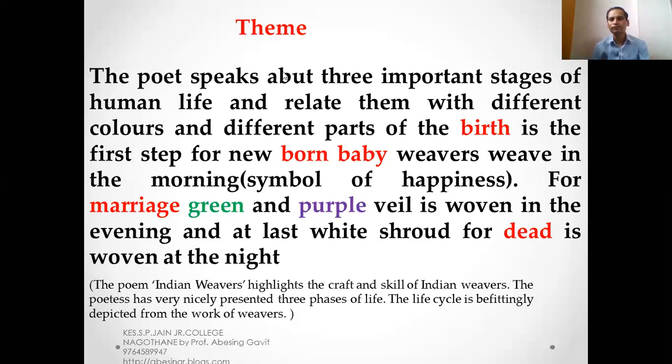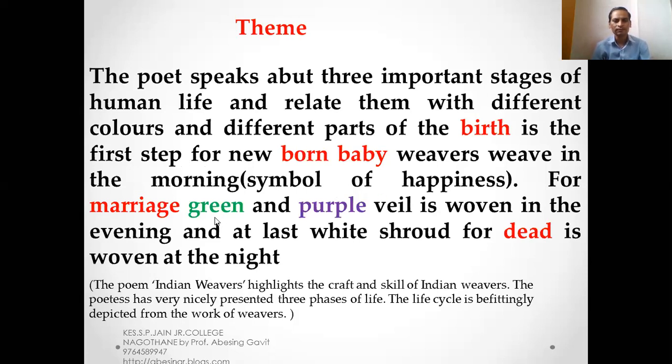Birth is the first step for a newborn baby. We see the weavers in the morning. Early in the morning they were weaving, making a cloth or garment for a newborn baby in the morning. Symbol of happiness. Morning is the symbol of happiness.